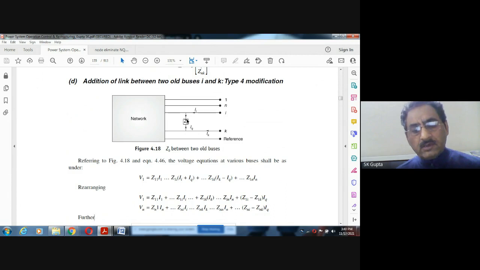So what will happen here? Earlier, the voltage V1 was equal to Z11 I1 plus Z12 I2 plus ... Z1i Ii. But in place of Ii, in the ith bus, there is an additional current: Ii plus Iq. So wherever there is current Ii, there will be Ii plus Iq. And wherever there is current Ik, there will be Ik minus Iq. The current that was going in the kth bus earlier was Ik; now Iq is reduced from it, because a part of the current is moving in this direction: Ik minus Iq.